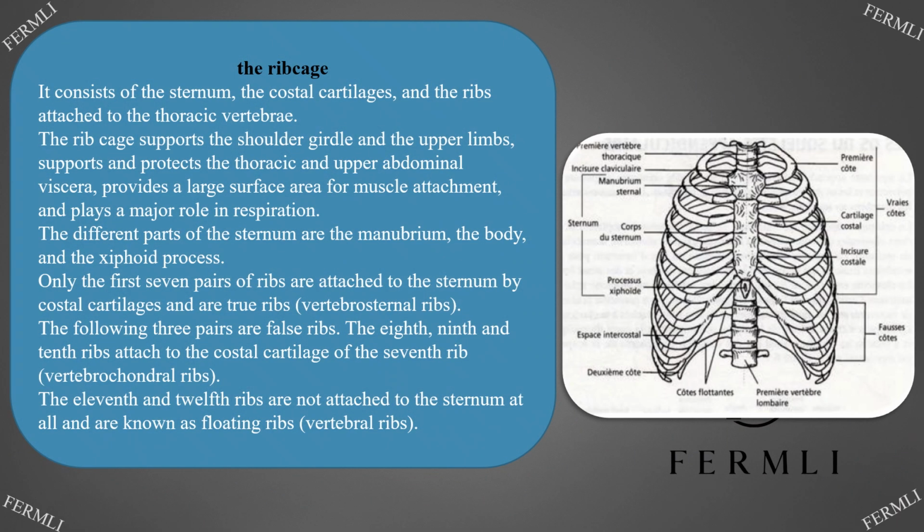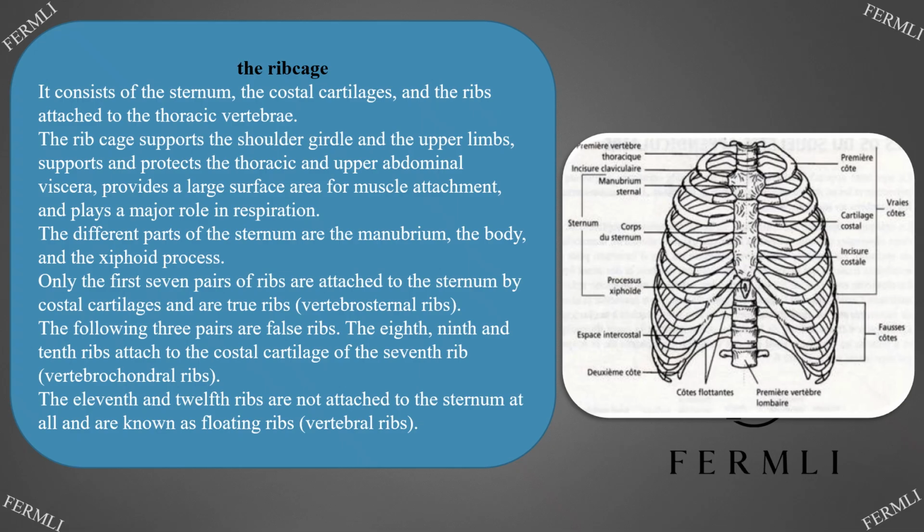The rib cage consists of the sternum, the costal cartilages, and the ribs attached to the thoracic vertebrae. The rib cage supports the shoulder girdle and the upper limbs, supports and protects the thoracic and upper abdominal viscera, provides a large surface area for muscle attachment, and plays a major role in respiration.